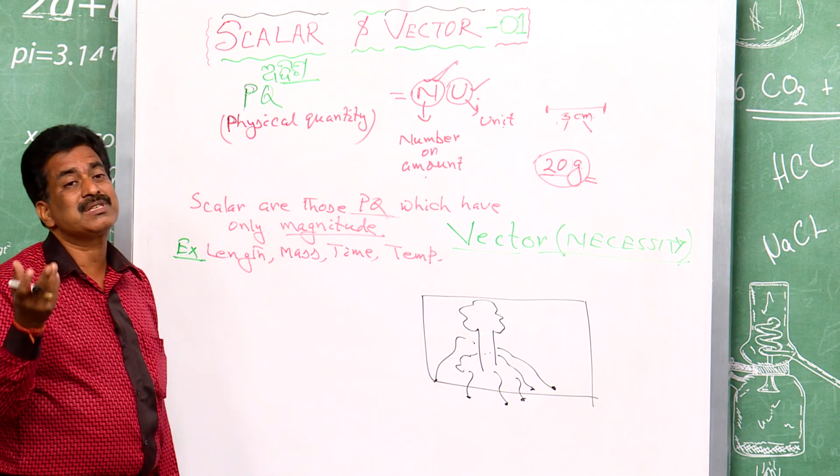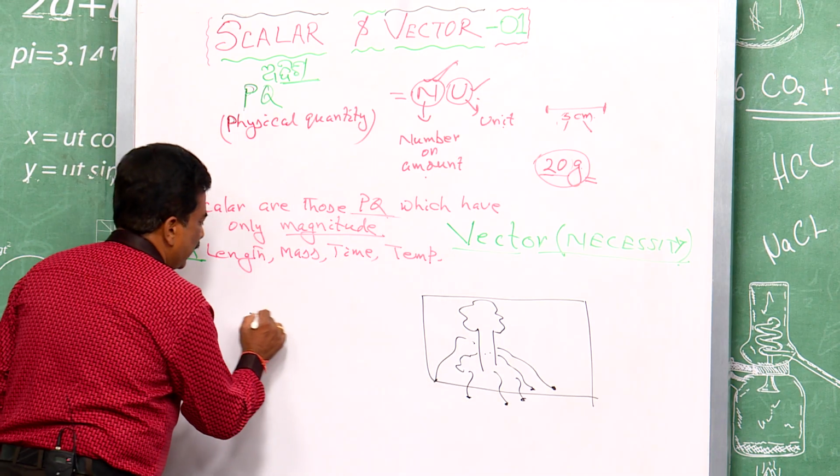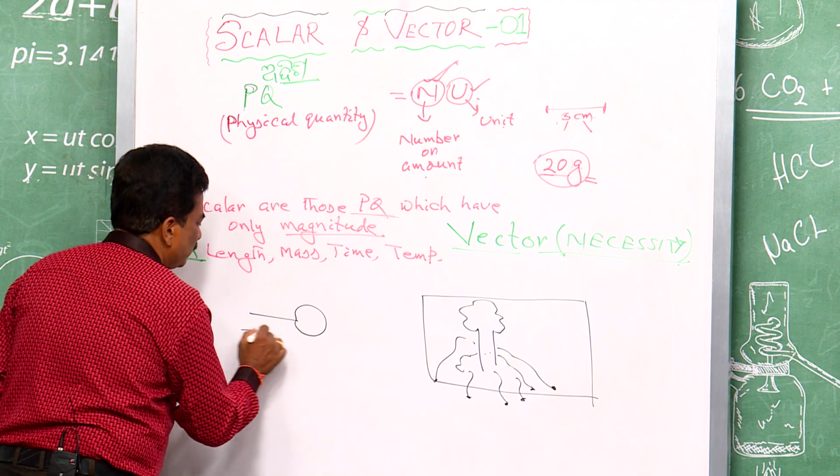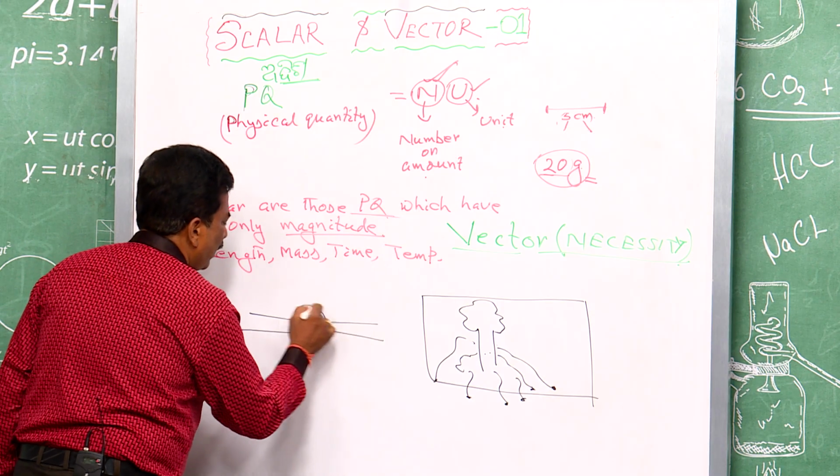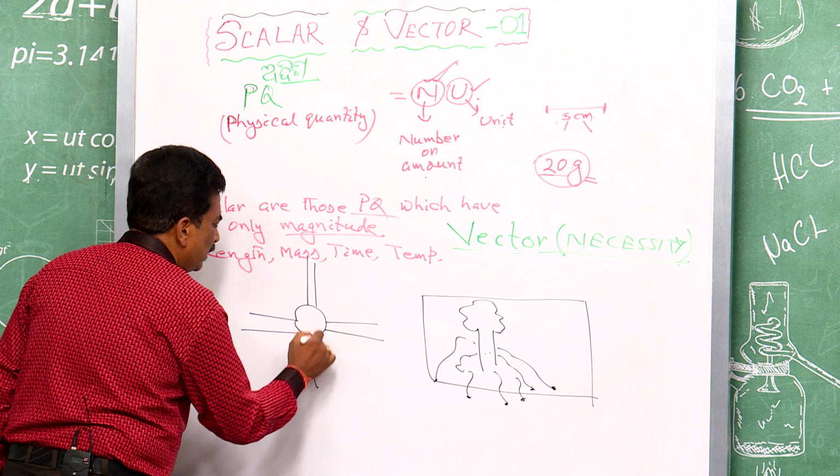Suppose you go for the second example. Suppose in the second example, there is a square. The 4 ways are here.